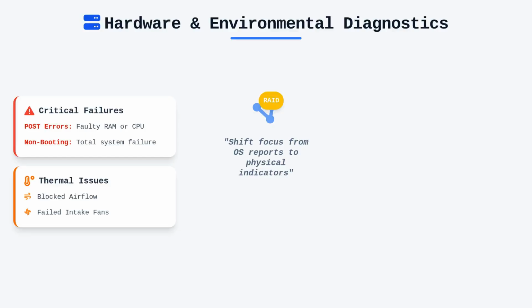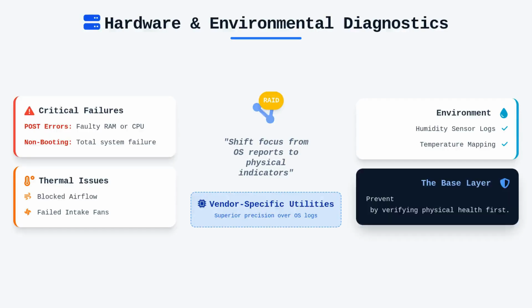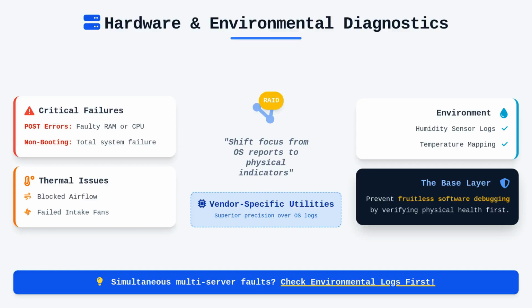When addressing these items, we rely on hardware-specific diagnostic utilities provided by vendors, which are far more precise than general OS-level reports. Environmental monitoring, including humidity and temperature sensor logs, should always be the first place to look when multiple servers experience hardware faults simultaneously. By focusing on the health of the base layer, we prevent time-consuming software debugging attempts that would ultimately prove fruitless.